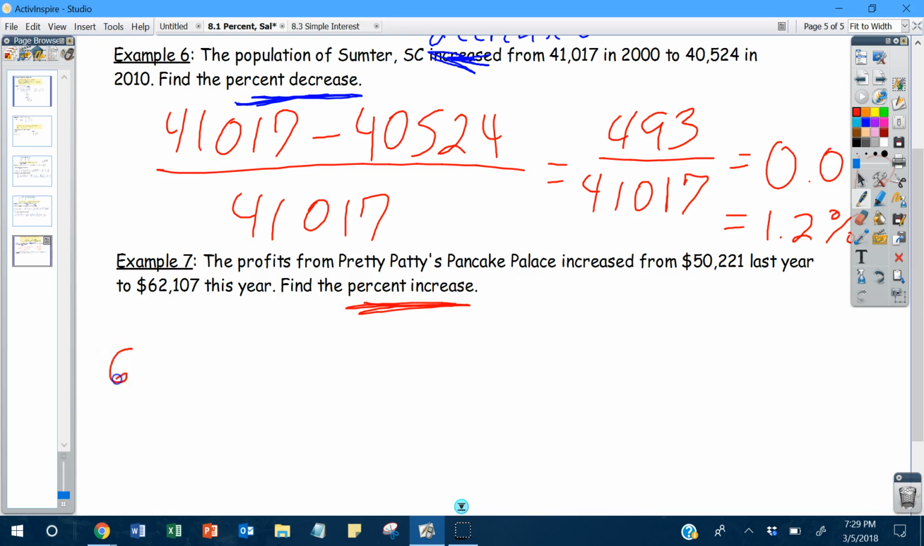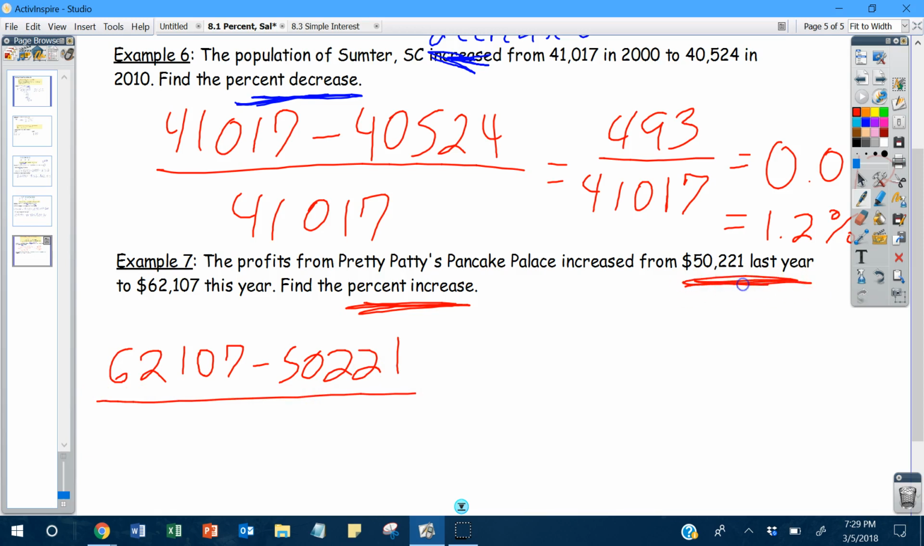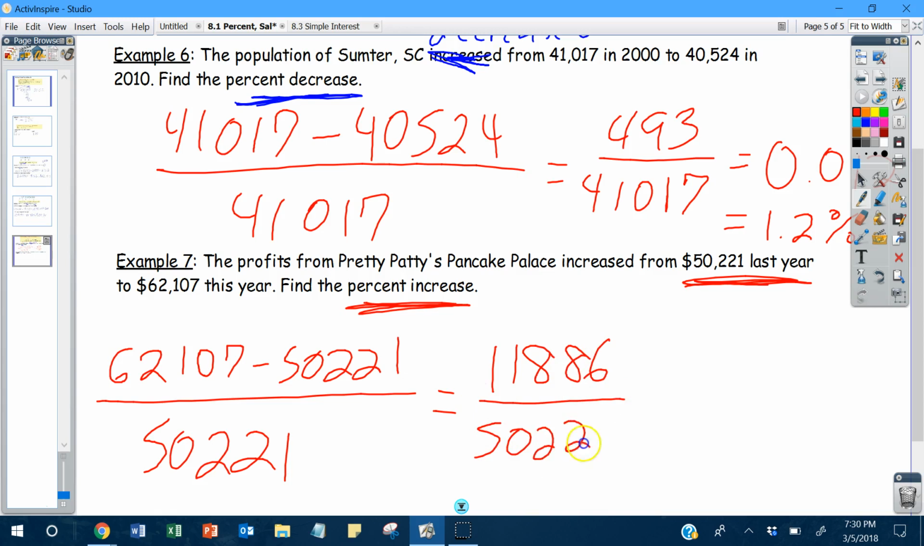We'll find the amount of increase by taking the bigger number and subtracting the smaller number, and divide it by the original amount, which would be this 50,000 from last year. Okay, so I'm just going to have to do a little bit of typing in my calculator. And I get 11886 over 50221. So that's the amount increase divided by the original amount. So if I do that division, I end up with 0.237.